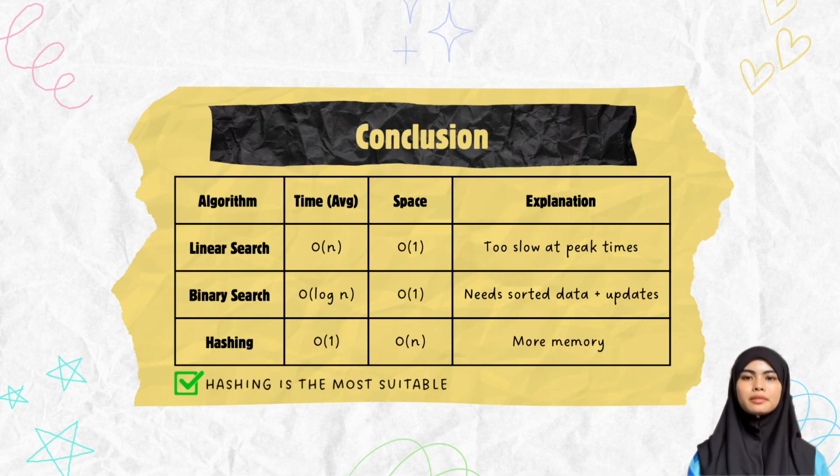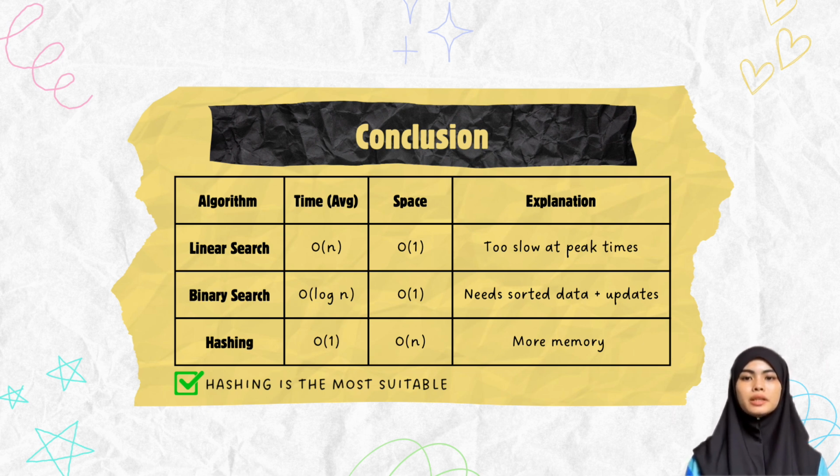After analyzing three algorithms, linear search, binary search, and hashing, here's what we found. Linear search is simple and uses little memory, but with 10,000 records, it's too slow during busy periods like registration week. Binary search is much faster, but it requires the data to be sorted. Every time a student record is added or changed, the database must be resorted, which adds extra work.